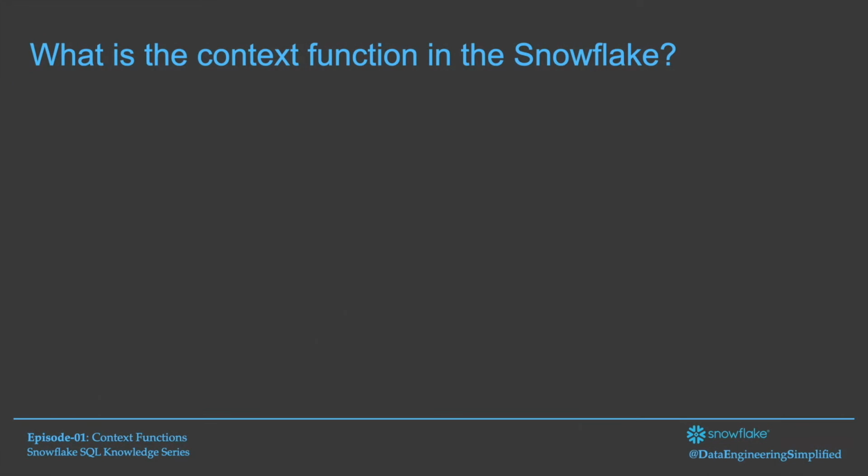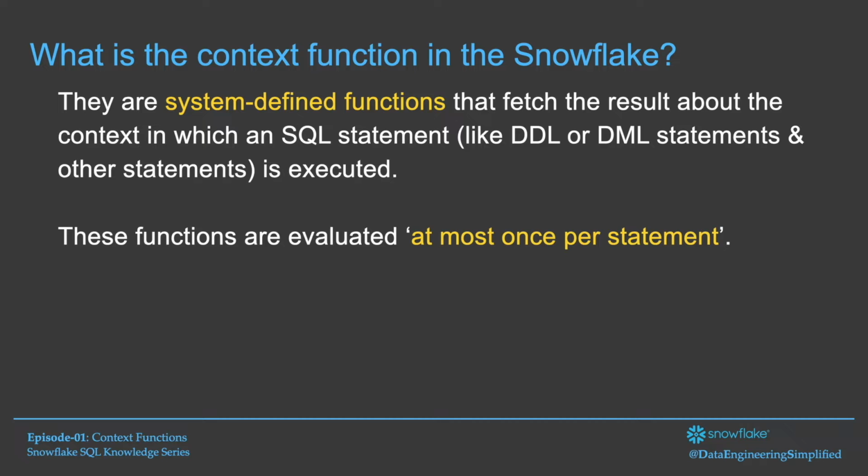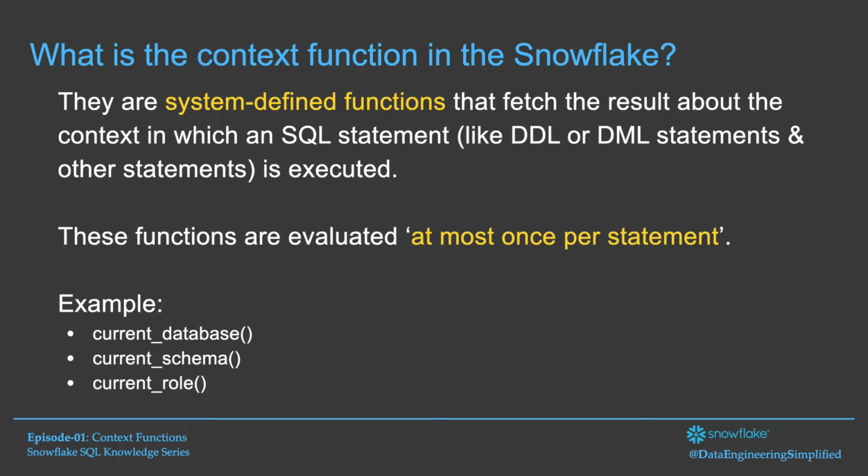So what is a context function in Snowflake? They are system-defined functions that fetch the result about the context in which an SQL statement, like DDL, DML statements or any other statements, is executed. These functions are evaluated at most once per statement. We will understand what that means. So let's see some examples of context functions: current database, current schema, and current role. These are some examples of context functions and we will see 8 of them in this video.